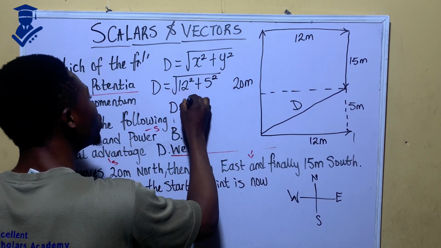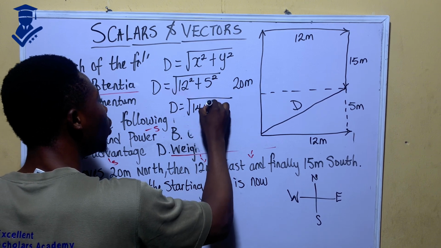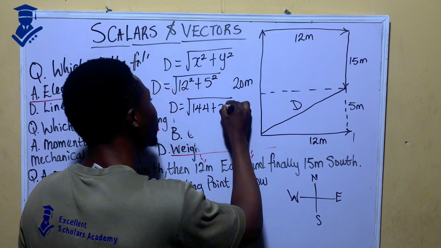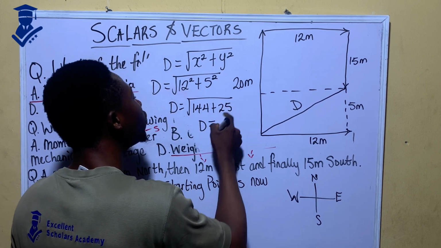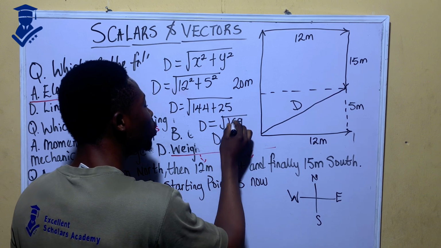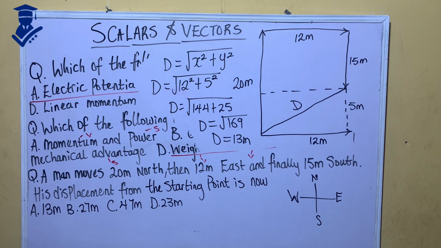So D is going to be equal to the square root of 12 squared, which is 12 times 12, that's 144, plus 5 squared, which is not 5 times 2, it's 5 times 5, that's 25. So this gives us D is equal to the square root of 169, which is 13, that's 13 meters. So our answer is going to be 13 meters, option A.